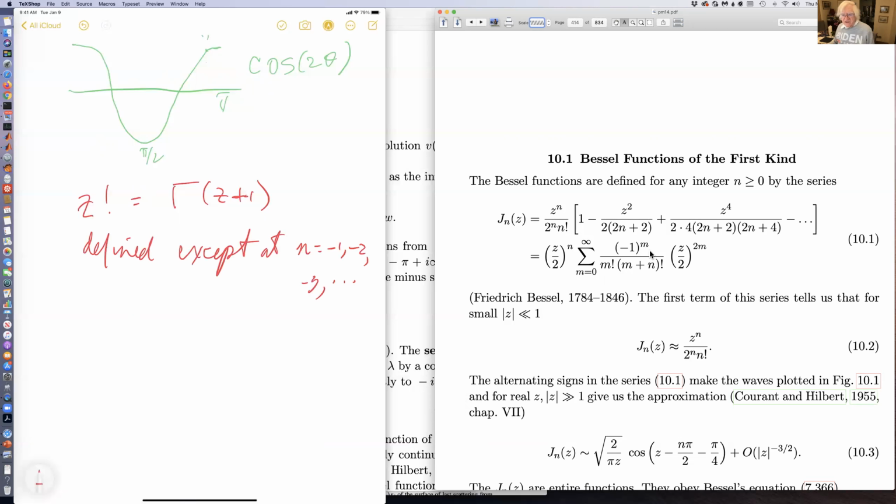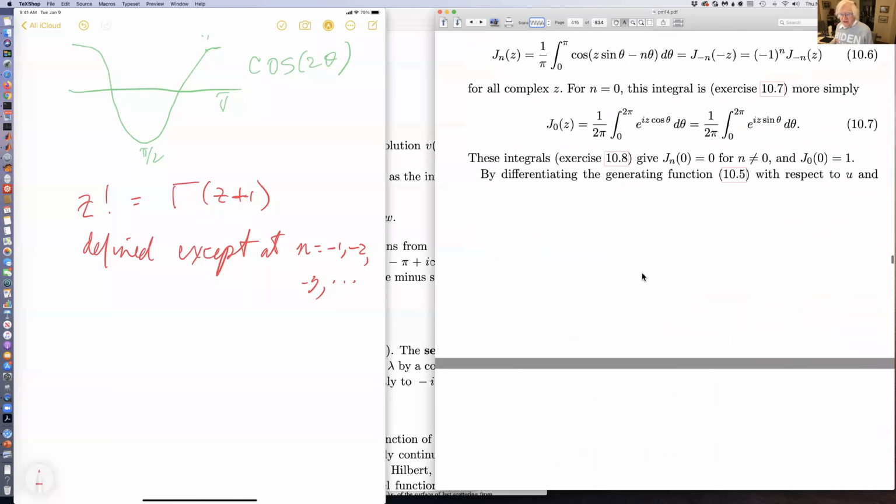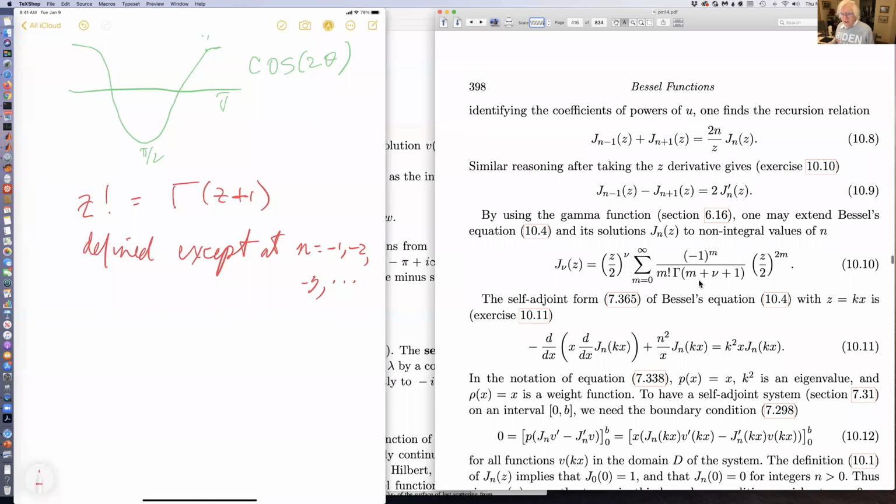And that means that you can take this expression and for n here, you can just put basically an arbitrary complex number, just as long as you don't cause this factorial to hit a negative integer. And that means that m plus n factorial becomes gamma of m plus nu plus 1. And so this is defined everywhere except when nu is a negative integer.